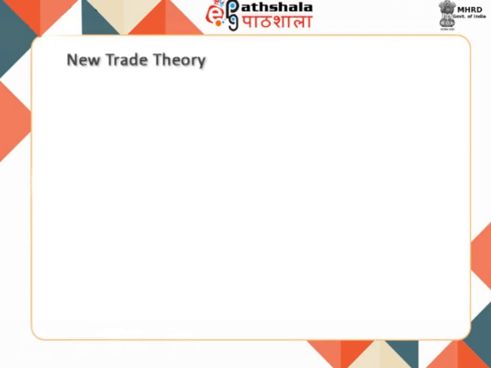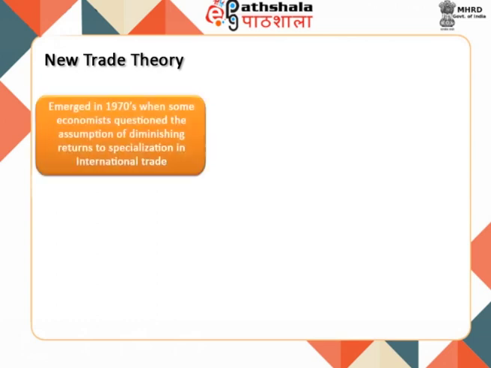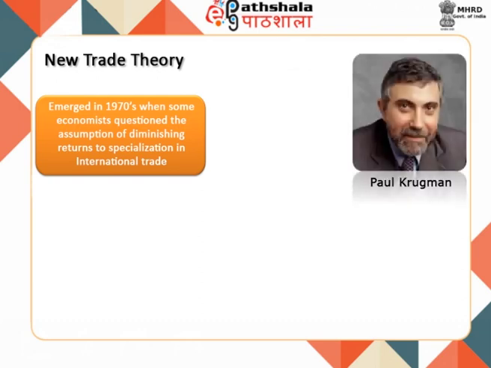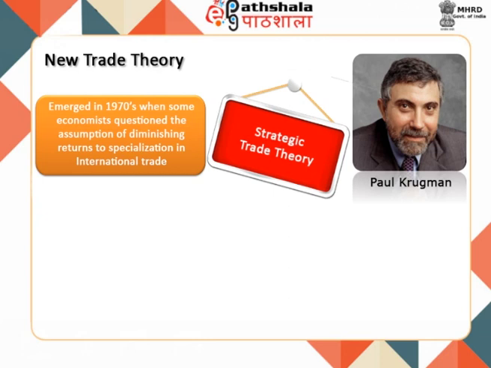To begin with, let us first understand the evolution of new trade theory. In the 1970s, certain economists questioned the assumption of diminishing returns to specialization in international trade. They pointed out that countries trade not only to take advantage of their differences but to attain increasing returns that make specialization advantageous. Hence, this led to the emergence of new trade theory in the 1970s by Paul Krugman and other economists. This trade theory is also known as strategic trade theory.